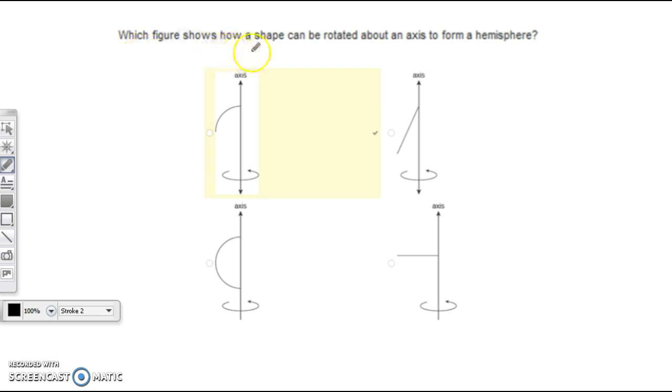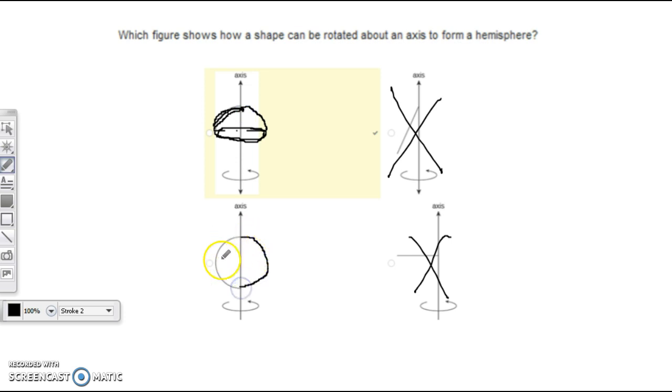Which figure shows how a shape can be rotated about an axis to form a hemisphere? All right, so we're trying to form half of a circle. Clearly, it's not going to be this one or this one. So that gets us down to two options. So let's think about drawing this. If we rotate this one around, it's going to look something like that. If we rotate this one around, this is going to end up making an entire sphere.